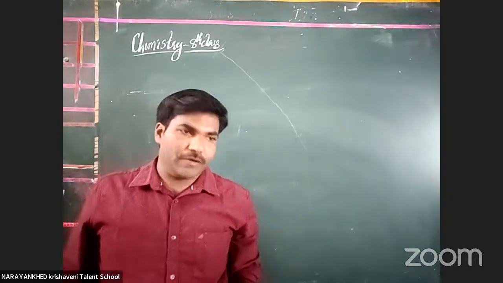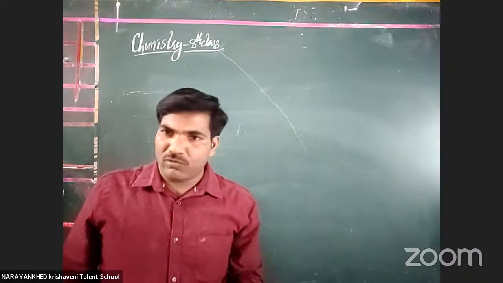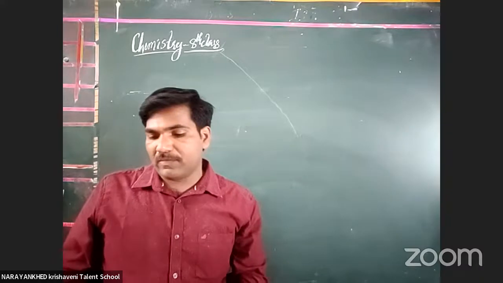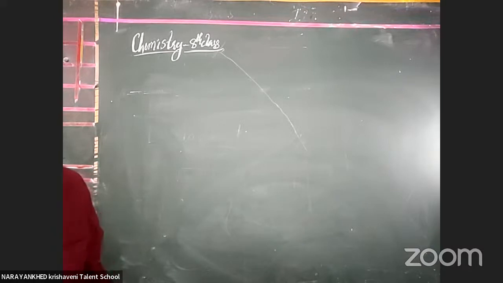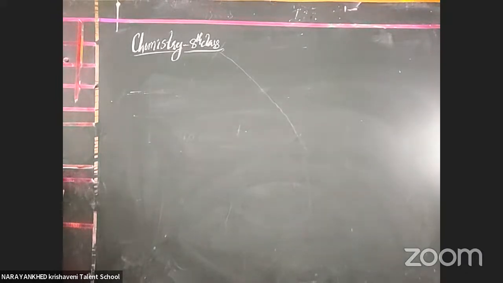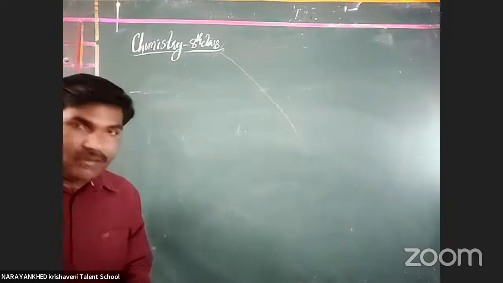Properties of S block elements and properties of P block elements we have almost completed. Now we are going to discuss the properties of D block elements. You know very well the D block is between S and P block. These are elements which have an incomplete d orbital, and for this incomplete d orbital the general configuration is also important.